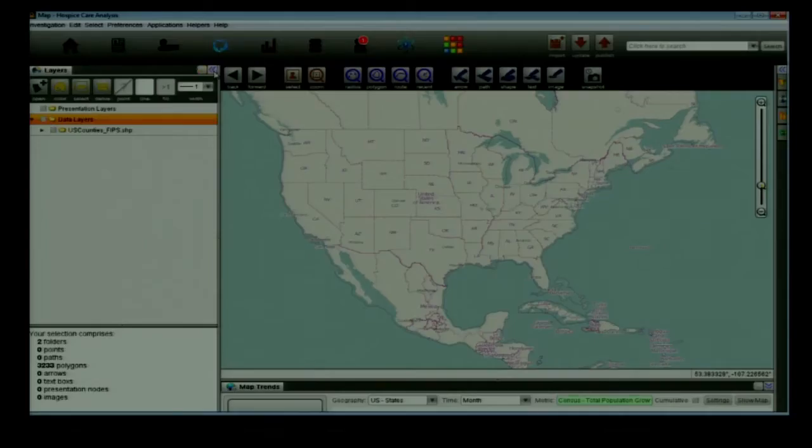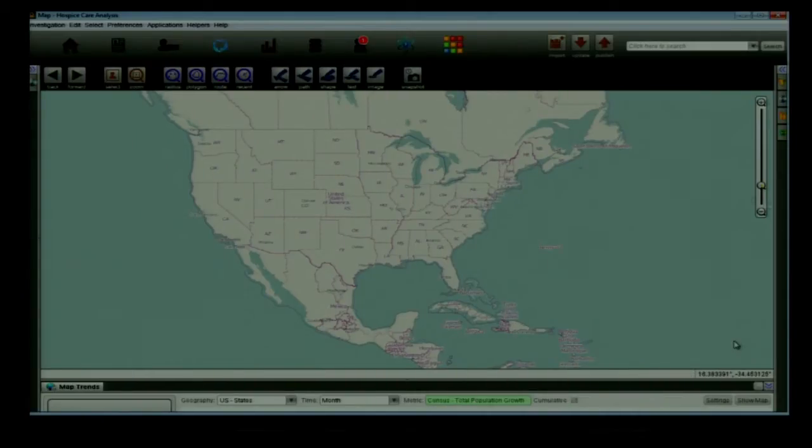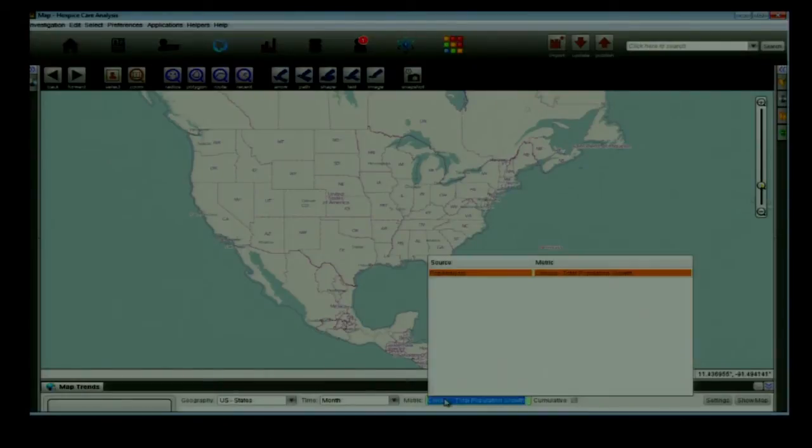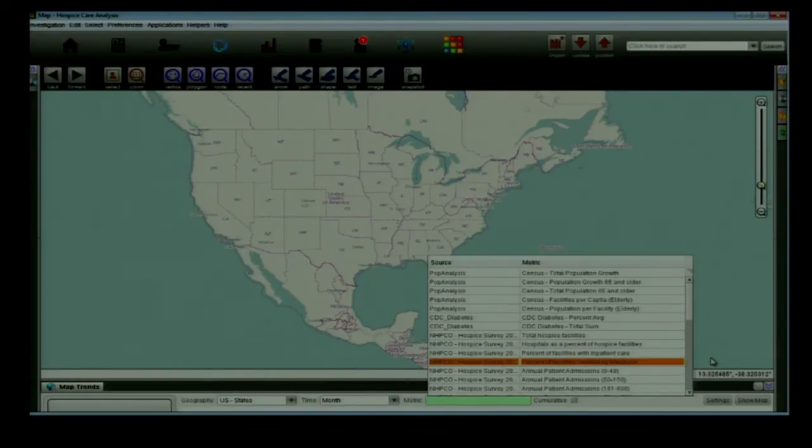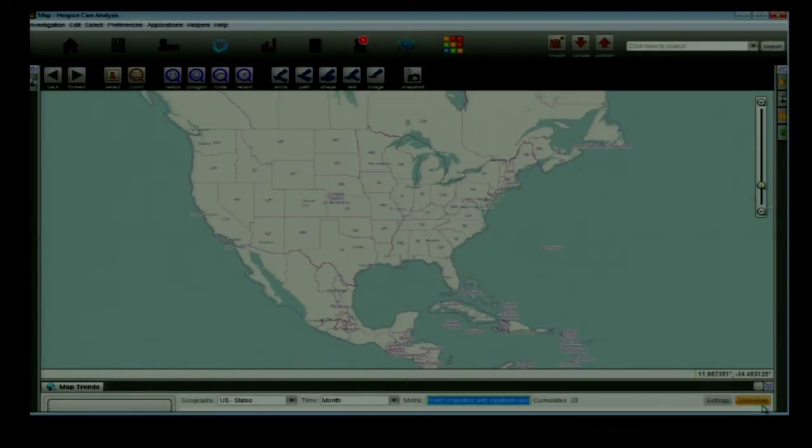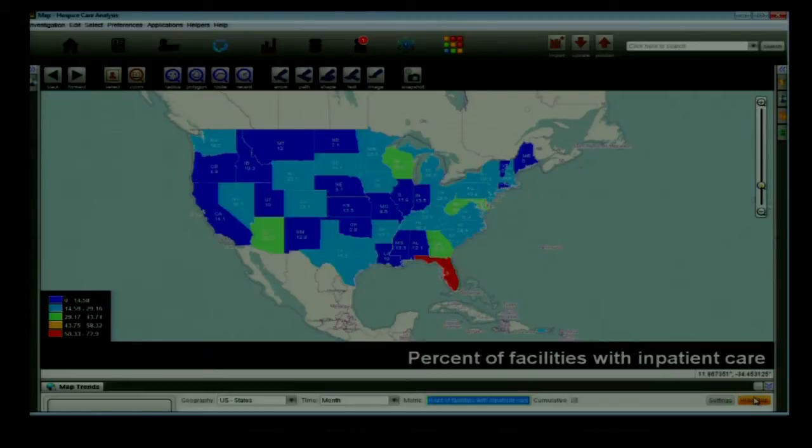In this case, I'm going to focus on some survey data from the National Hospice and Palliative Care Organization. Down here, I'm going to look at utilization metrics that might give me some information about where certain areas might be outliers. One thing I might look at is the percentage of facilities in these states that offer inpatient care, which is when a hospice patient is actually spending time in the hospital. I can quickly see that Florida is an outlier here, which we might expect.